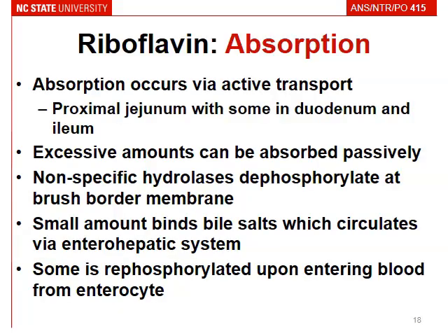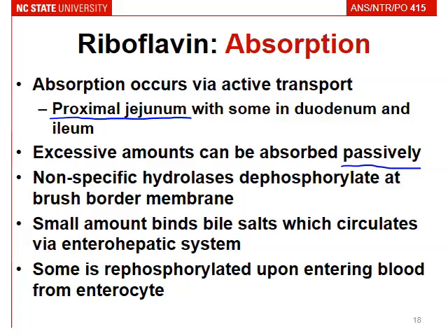So when we go to absorb our riboflavin, it's similar to thiamine in that it requires active transport. It is absorbed in the proximal jejunum and some in the duodenum and ileum, but the primary component is absorbed in the proximal jejunum. And just like with thiamine, when we have excess amounts, so if you're taking your B complex vitamins, all that excess is going to be absorbed passively.